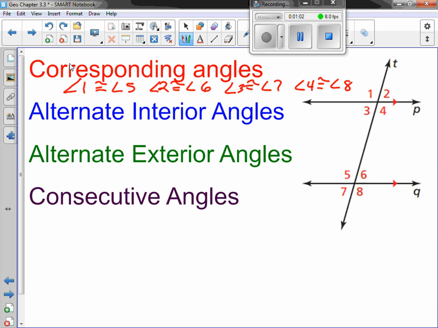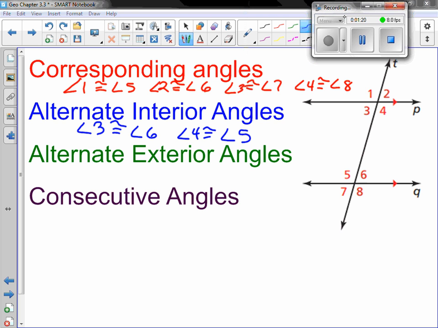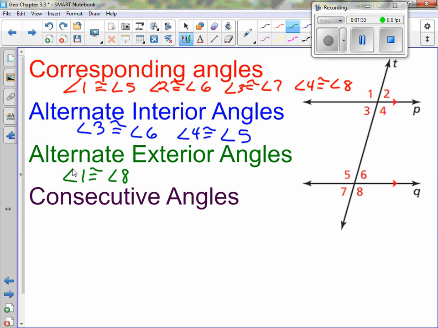The alternate interior angles would be our ones in the middle, so angle 3 and angle 6, because they're between the 2 parallel lines and on opposite sides of the transversal. The other set would be angle 4, which would be congruent to angle 5. Our alternate exterior angles, so it would be 1 is congruent to 8. So they're outside, they're on the exterior of the parallel lines and on opposite sides of the transversal. And the last one for this here would be angle 2 is congruent to angle 7.